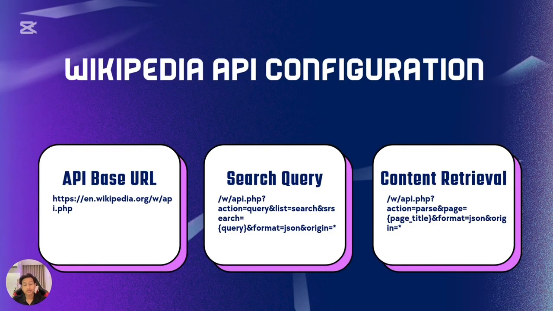Next is the Wikipedia API configuration. The first one is the base URL for the API to fetch data from Wikipedia. As for the search query, this endpoint allows us to retrieve search results based on a user query. For content retrieval, this endpoint fetches detailed content from the specified Wikipedia page.